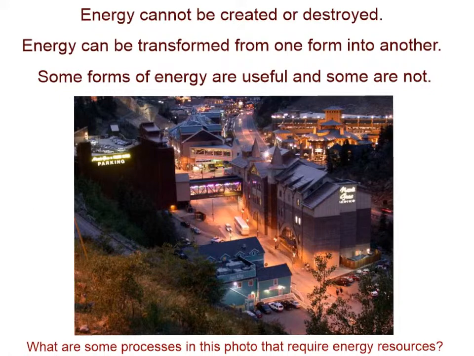Automobiles, for example, use energy from the burning of gasoline. The gasoline has a form of energy stored in the chemical potential energy of the bonds of that gasoline that is useful, but the energy that it is transformed into, the thermal energy that heats the air around it, is no longer a useful energy form. See if you can identify some of the other processes in this photo that require energy resources.